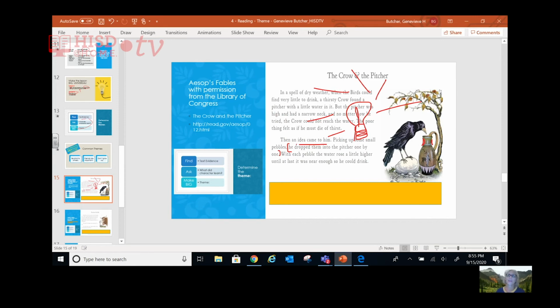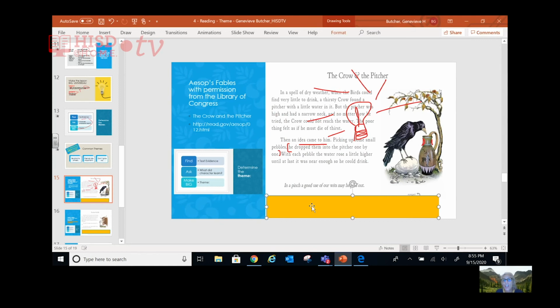Let's see. So I'm not going to say for my theme, the crow did not give up. Don't give up like the crow. I would say something like, continue to be clever, or never give up, or let me see what this one is: in a pinch, a good use of our wits may help us out. So our wits means our mind, our cleverness.